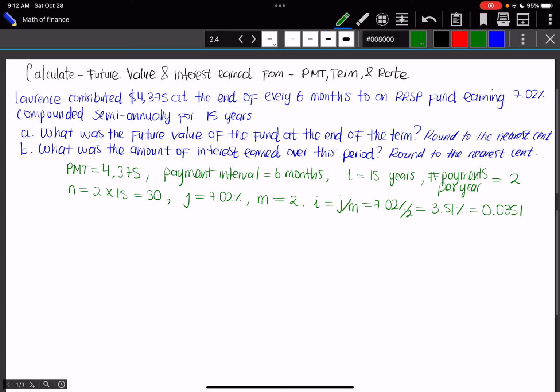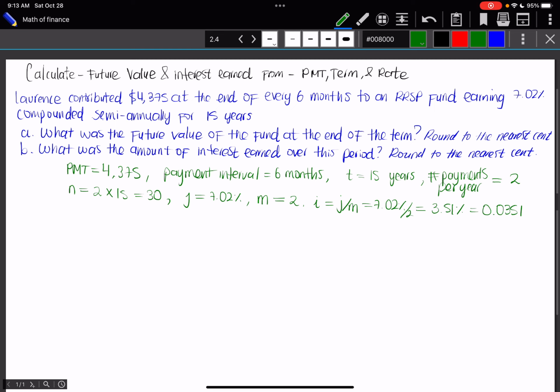So we have covered everything from the statement, and we introduced variables involved. We have that the amount of the periodic payment of this annuity is $4,375. The payment interval is 6 months. The term is 15 years. The number of payments per year is 2. The total number of payments during the term of the annuity is 30. The periodic interest rate is 0.0351, the nominal interest rate is 7.02% and the compounding frequency is 2.